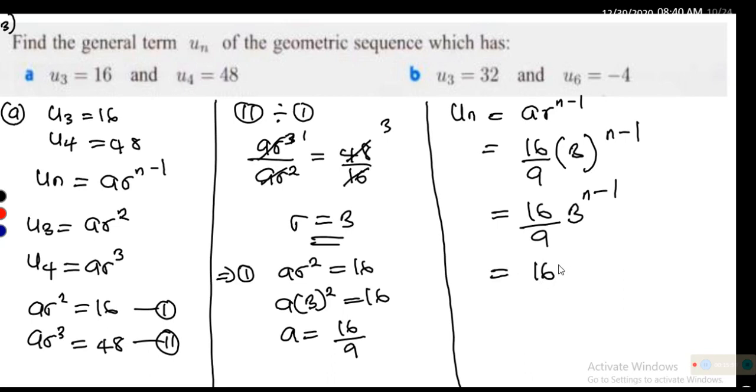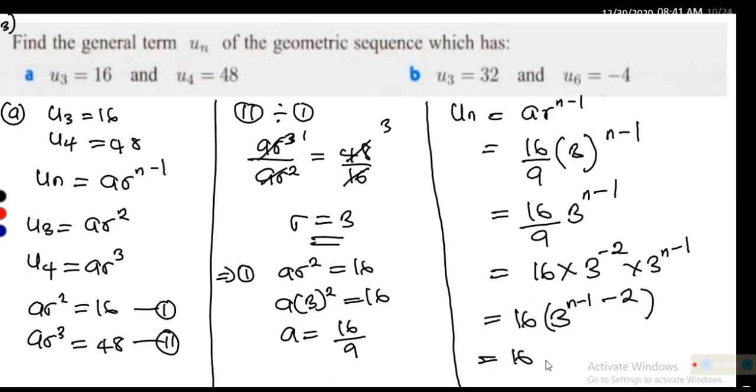9 can be written as 2 raised to the power minus 2 times 2 raised to the power n minus 1. So if we add the powers, we have 2 raised to the power n minus 1 minus 2, which is 16 into 3 raised to the power n minus 3. Okay, yeah. So this is the formula for the general term of the sequence A.